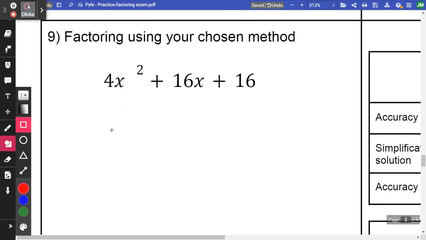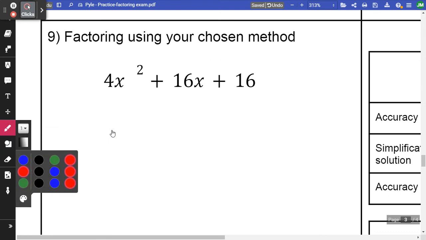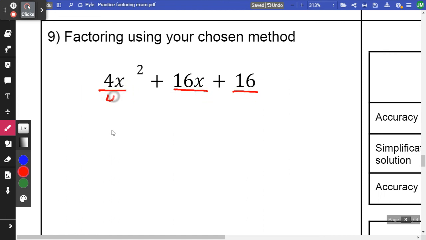All right, and the last one, number 9. I checked if we have a greatest common factor first. We do. All these are multiples of 4. So let's divide out a 4. And if we do that, then a is equal to 1, which is easier to work with. So x squared plus 4x plus 4.